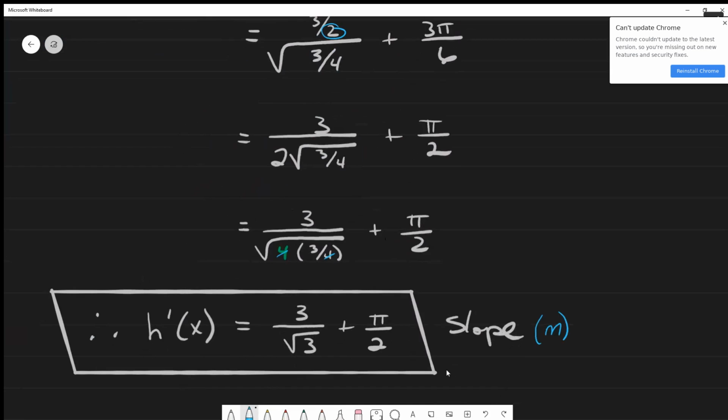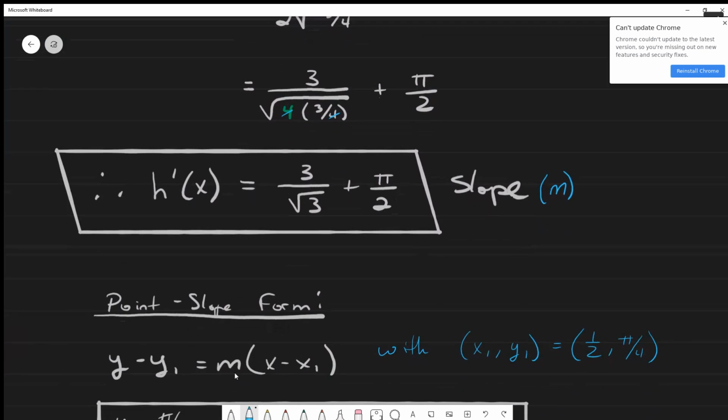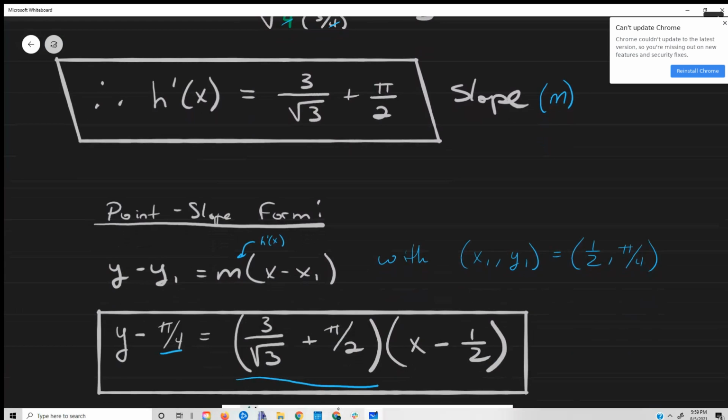Now we're not quite done. We need an equation of the line that's tangent to this point. So what we'll do is use the point slope form. Y minus y1 is going to be equal to the slope times x minus x1. Now this slope is shorthand in this case for the derivative, h prime of x. And our point is going to be 1/2 for x and pi over 4 for y. So plugging this in, now I'm not sure what your professor or your teacher may want, but this is technically the correct answer. Y minus y1 is equal to the slope times x minus x1.